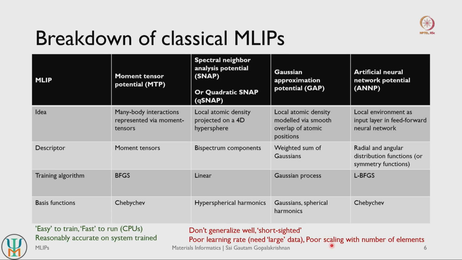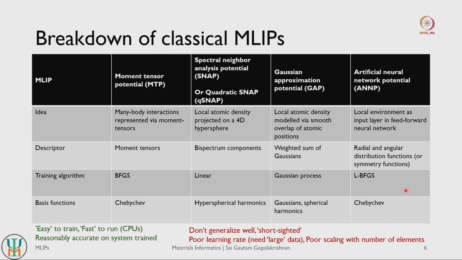And the other thing is they typically do not scale very well with number of elements. So let us say you have a binary system, these potentials could run fairly quickly on a binary system, but let us say you now have a ternary system or a quaternary system, so you have more chemical components in your system, then these potentials become significantly slower. So the more chemical components you have in a system, typically these classical machine learning potentials become much slower with increasing number of components and number of elements.